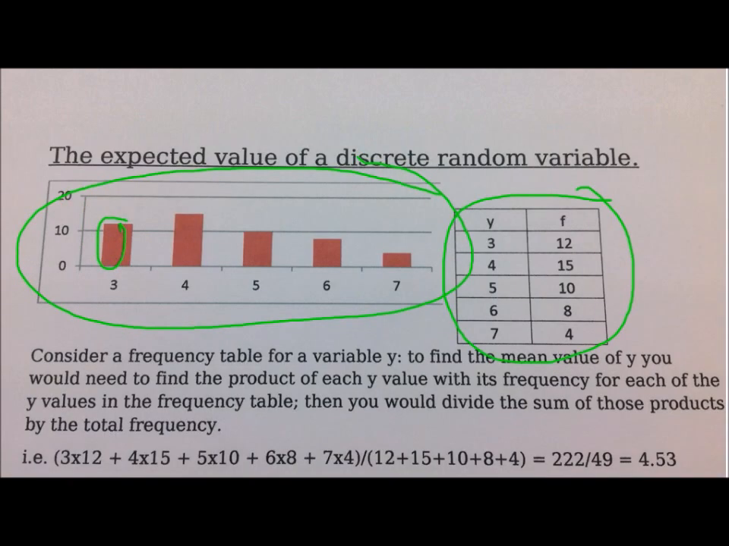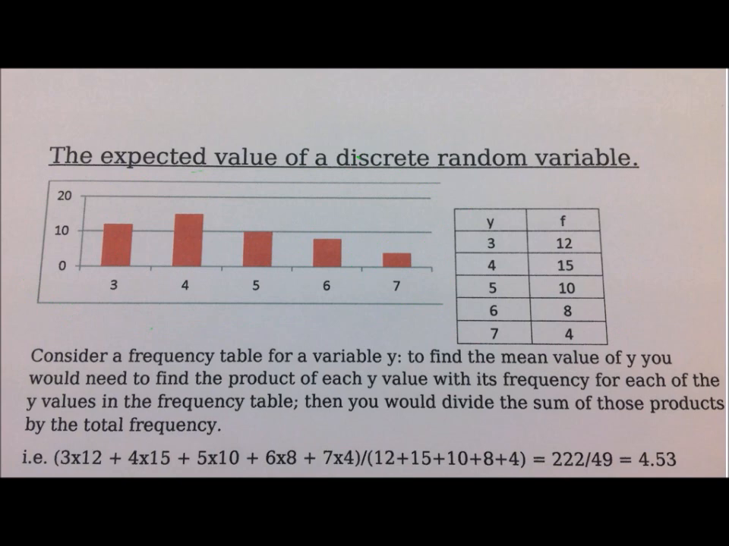And in this bar chart we have got 12 threes, we have 15 fours, 10 fives, 8 sixes and 4 sevens. So to find the mean of those 49 y values, we need to work out what 12 threes, 15 fours, 10 fives, 8 sixes and 4 sevens are, which we've done just here. And then we need to divide that total, 222, by the 49 values of y, which we have here, giving us a mean of 4.53.